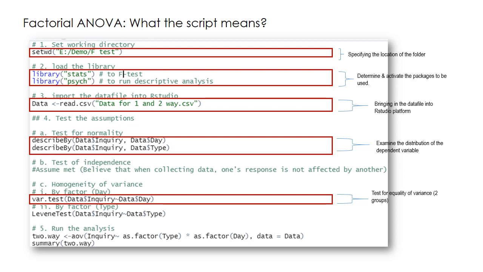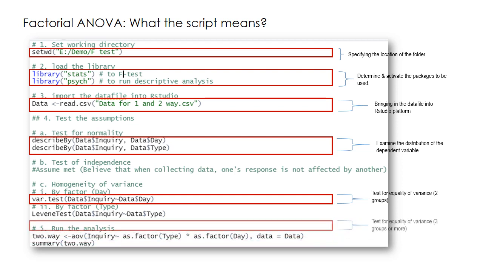Now the third assumption is homogeneity of variance. We are testing by the first factor. What is our first factor? Day, Monday and Friday. So we would like to see whether the variance that we find in inquiry is similar across Monday and Friday.